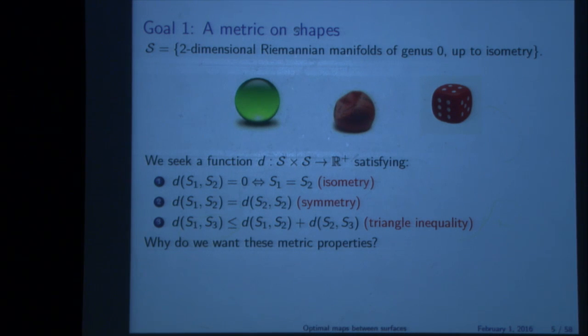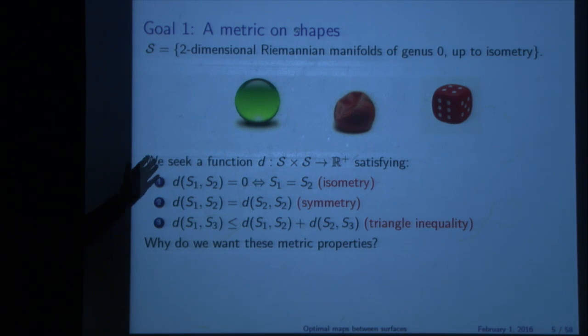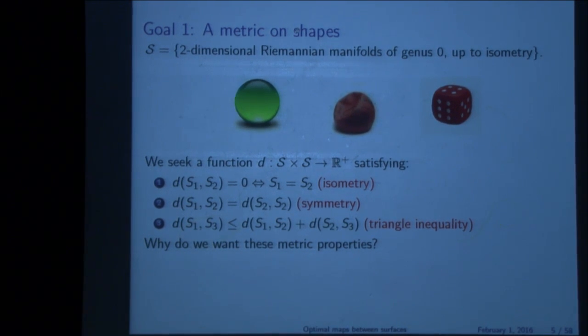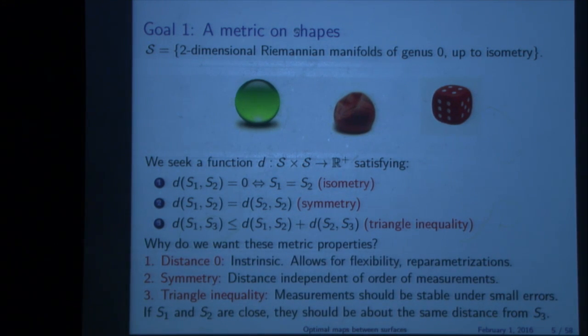So our goal will be to create a metric on the space of surfaces. I'm going to stick for now to spherical surfaces, surfaces of genus 0. We'll be looking for some function that takes 2 such surfaces. We'll look at the set of surfaces up to isometry as the elements of our set, and we'll take 2 such and assign a distance to them, which satisfies the 3 properties of a metric. It turns out these 3 properties have very important implications for applied problems.